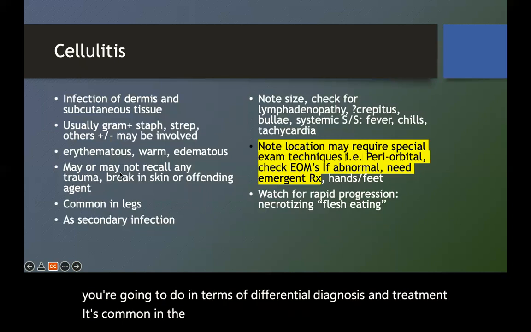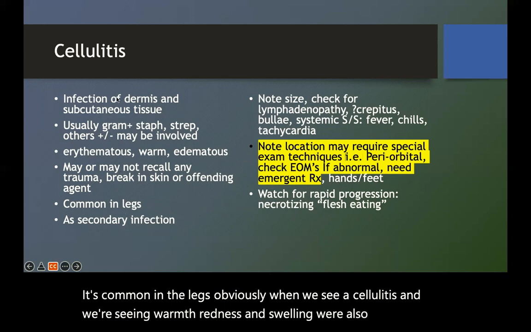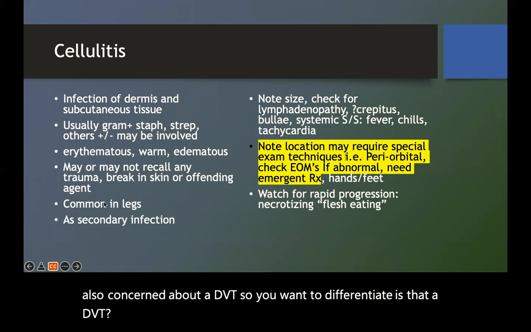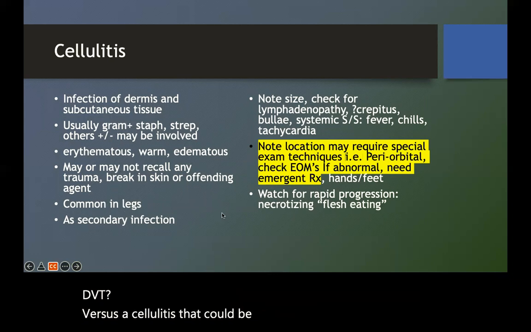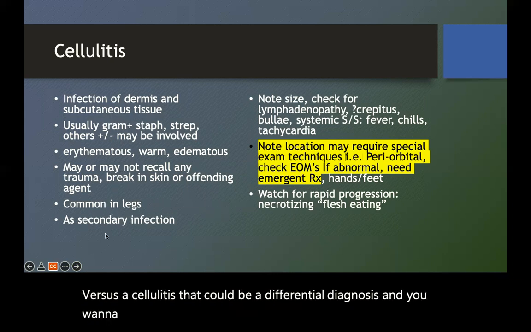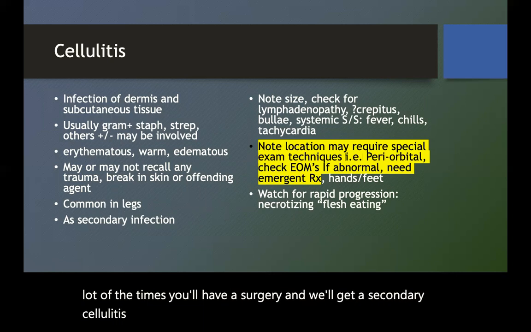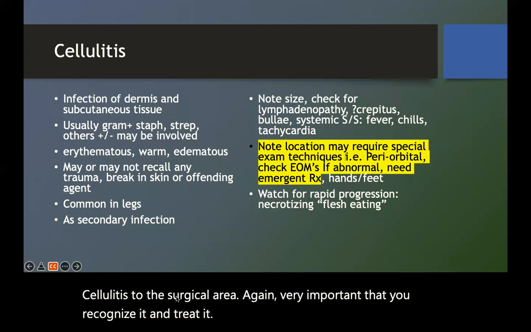Obviously, when we see a cellulitis and we're seeing warmth, redness, and swelling, we're also concerned about a DVT. So you want to differentiate, is it a DVT versus a cellulitis? That could be a differential diagnosis, and you want to treat accordingly. It could also be a secondary infection. A lot of the times you'll have a surgery and we'll get a secondary cellulitis to the surgical area. Again, very important that you recognize it and treat it as needed.